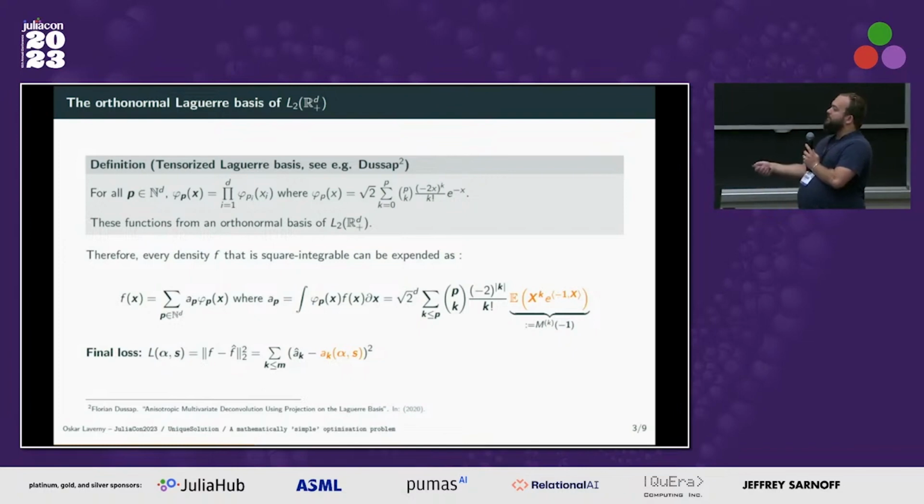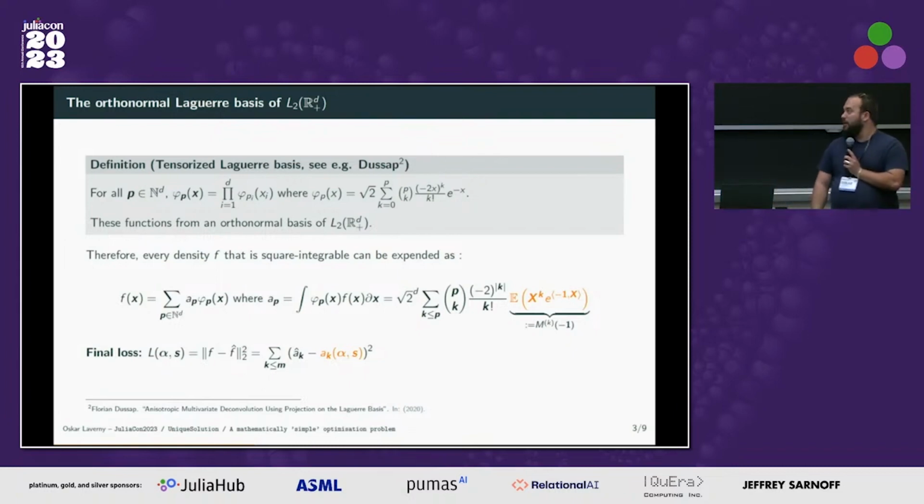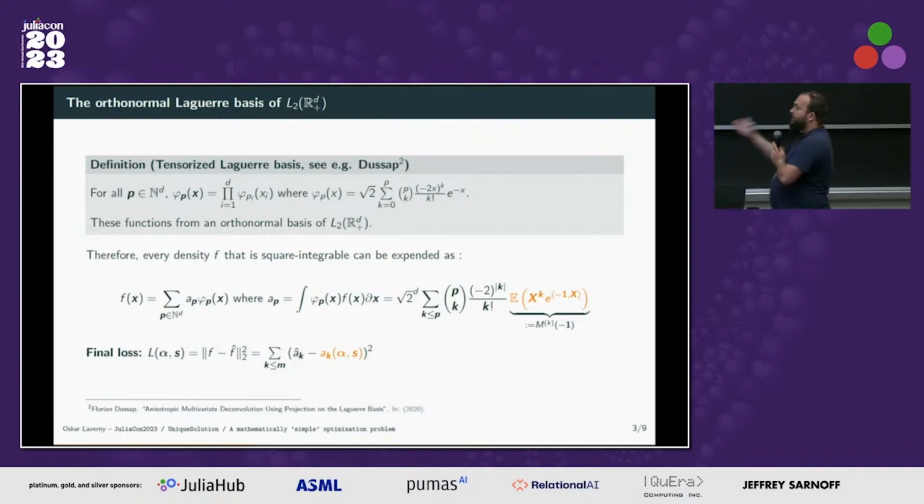But if the density f of the random vector is square integrable, then we can project it into the basis and we obtain a set of coefficients a_p that are simply defined as the integral of phi against the density, which is explicited there. And so there is a bunch of combinatorial stuff here, and here there are things that are in fact the derivative of the moment generating function taken at the point -1. And this provides a loss, which is the approximation of the squared error between the true density and the estimated density from the data into the basis.